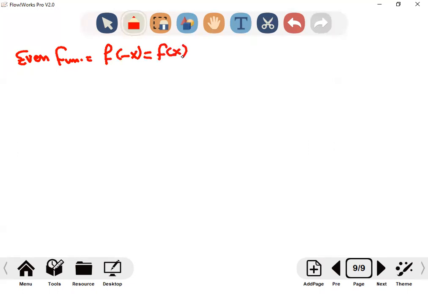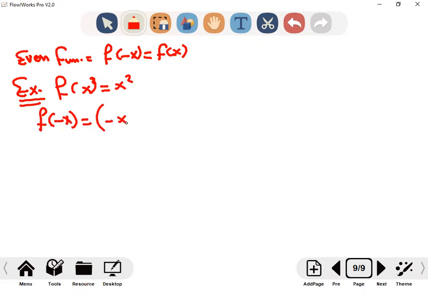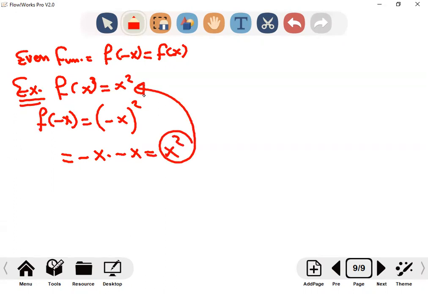How? Example. This function, f of x equals x to the power 2. Replace x by negative x: f of negative x equals negative x all to the power 2. Negative x all to the power 2 means negative x times negative x, which is x to the power 2, the same as the function, right? That's why if f of negative x equals f of x, we call it even function. Now, how about the odd function?